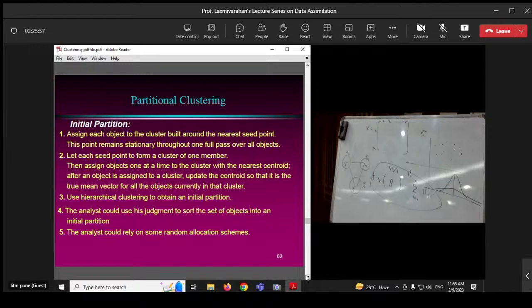What are the different ways of doing it? The analyst could use his judgment to sort the set of objects into the initial partition. Or the analyst could rely on the same random allocation scheme. The random allocation is the random choice of seed points. So I'm talking about all possibilities. When you create an algorithm, I don't want to create just one algorithm. There are lots of decision processes. So you are considering a tree of choices. Tree of choices.